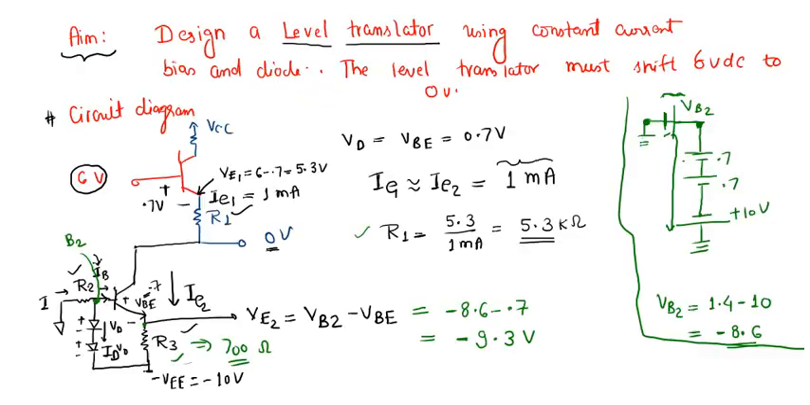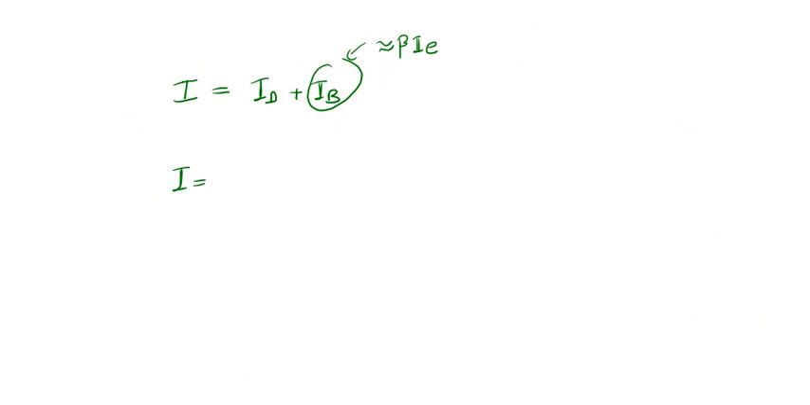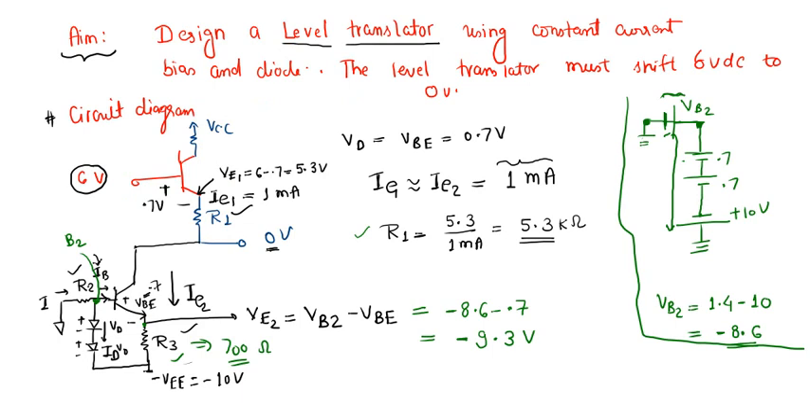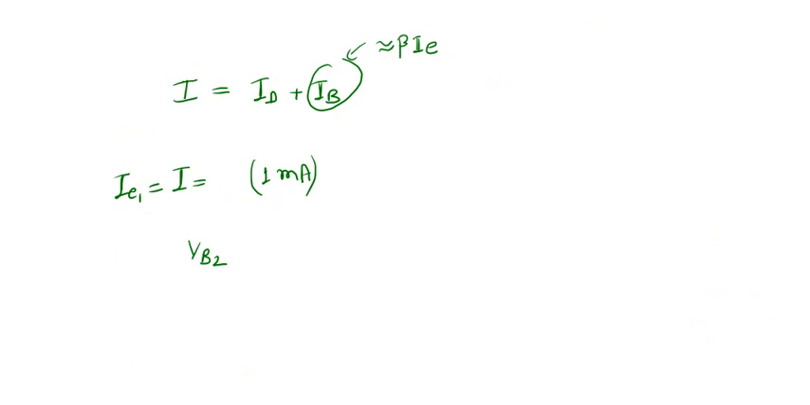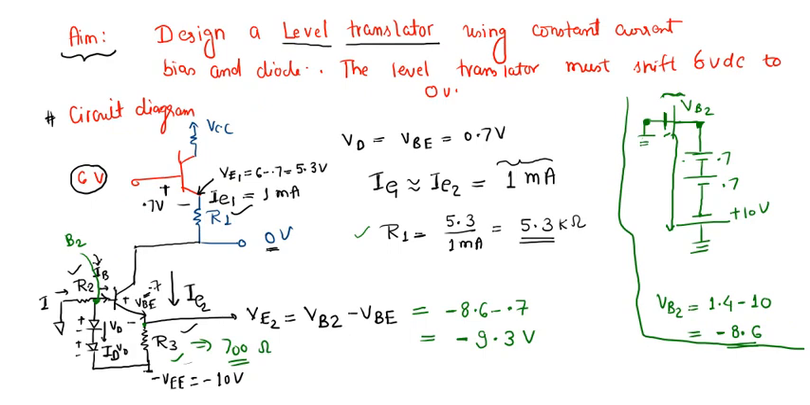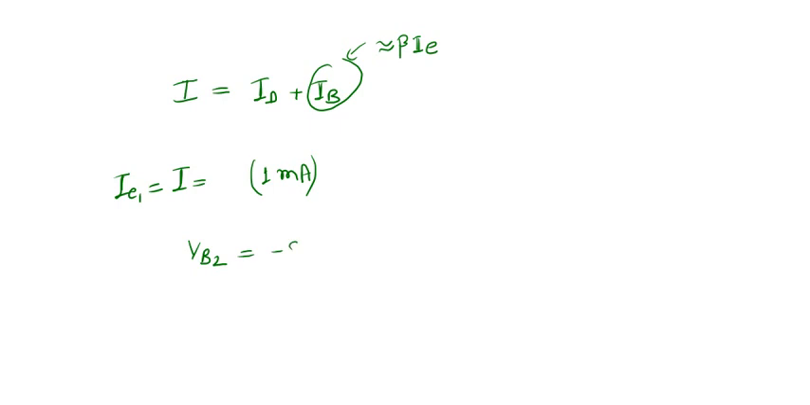So in fact, we don't need the value of beta here in order to solve the problem. We can just assume that we want I to be equal to 1 milliampere, or I is equal to the same as IE1, which is 1 milliampere. So what should be the value of R2? Since we know VB2, right? VB2 we have just found out is minus 8.6, right? VB2 was minus 8.6.